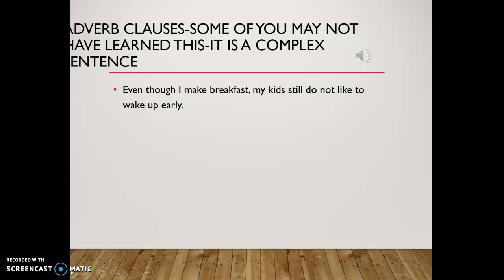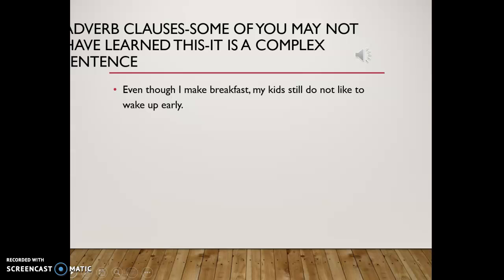Is that a sentence all by itself? No. But is I make my breakfast a sentence? Yep. Has a subject, has a verb. And that's what makes a clause. Clauses have their own subject and their own verb, but adverb clauses aren't sentences on their own. So even though I make my breakfast, comma, my kids still do not like to wake up early.